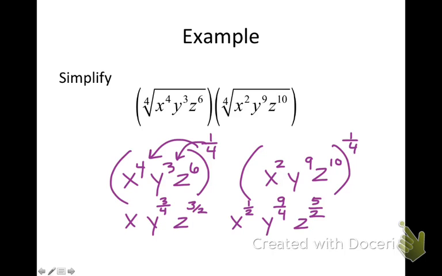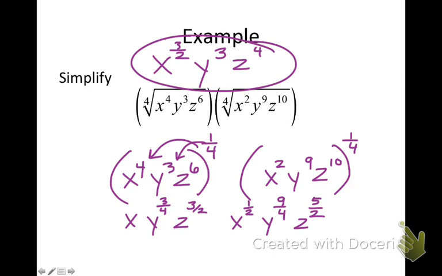All right, let's go ahead and add. Wait, make sure to reduce the y. 1 plus 1/2 is 1.5. I'm going to put my answer up here, 3/2. Now add your y's. 3/4 and 9/4 makes 12/4, which is 3. 3/2 plus 5/2 makes 8/2, which is 4. Good. That's your answer.